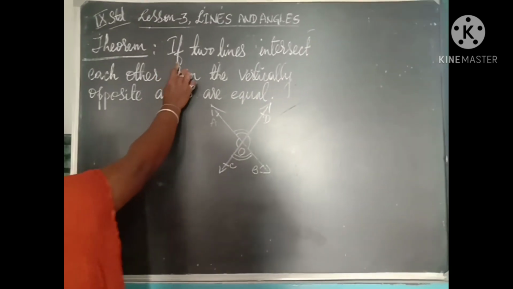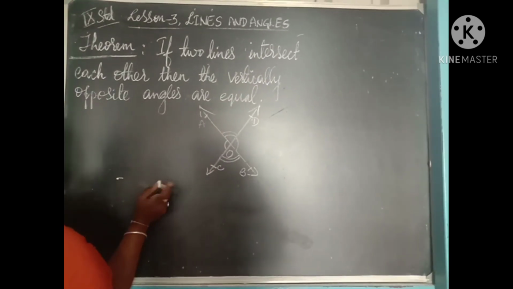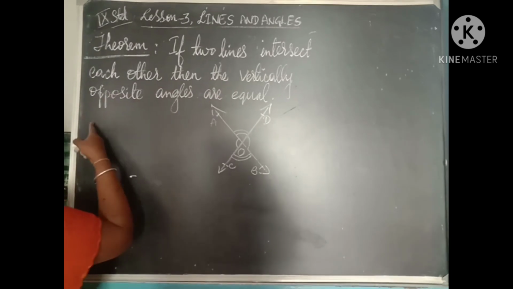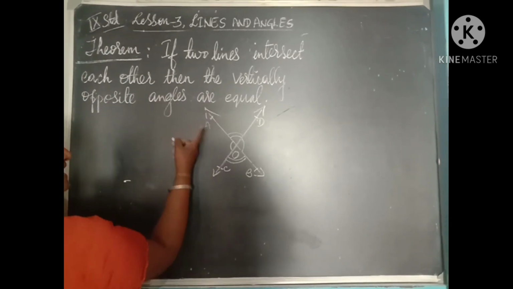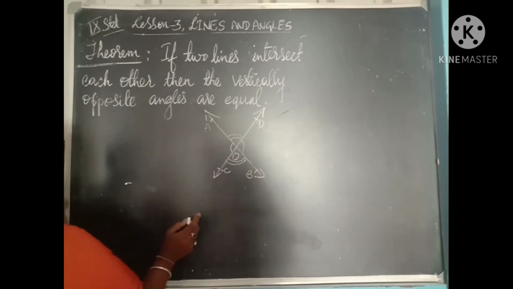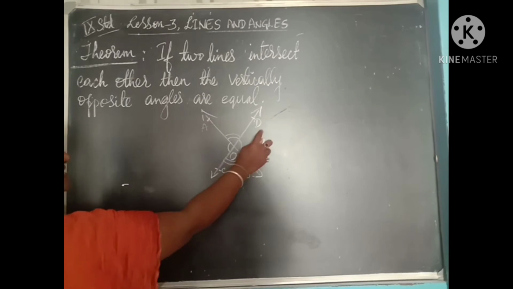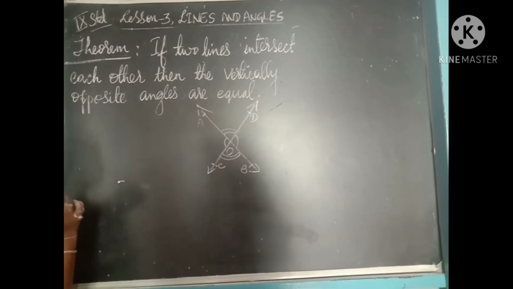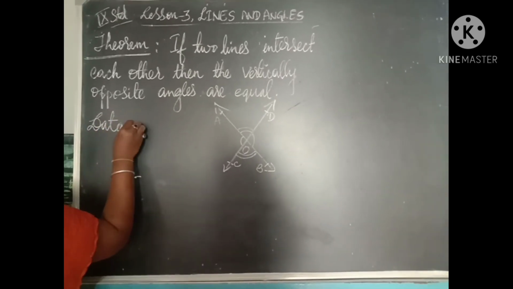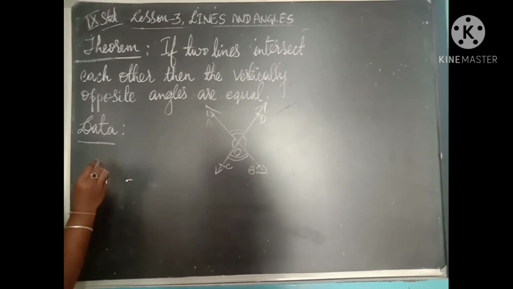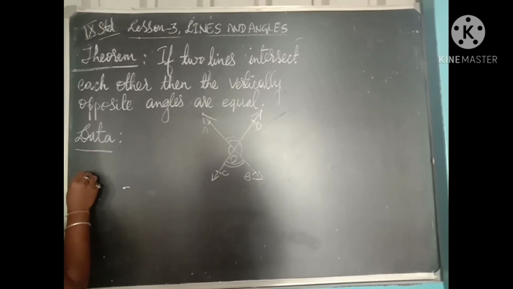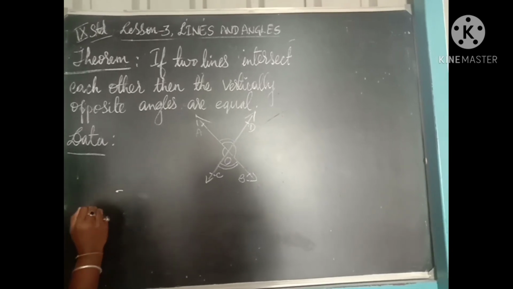What have they given here? If two lines intersect, which are the two lines? AB and CD. Okay, intersect each other, then the vertically opposite angles. Which are the vertically opposite angles? AOC is vertically opposite to BOD, and another pair of angles, AOD is vertically opposite to BOC. So this is what we have to write in the data. Okay, so in a theorem we have, I think, 4 points. Those are data, to prove, then construction, then proof.